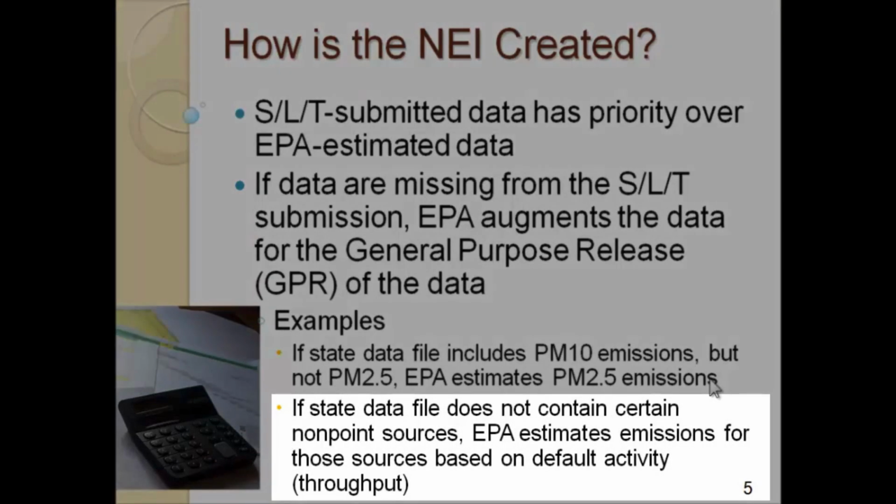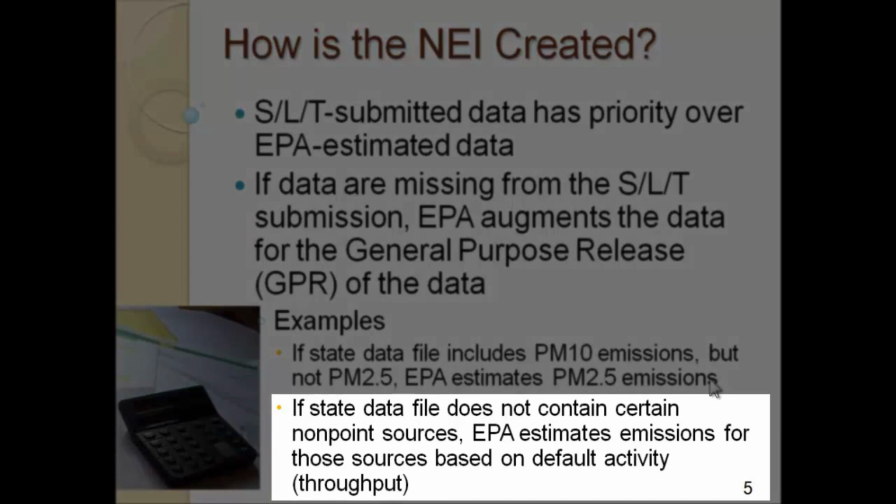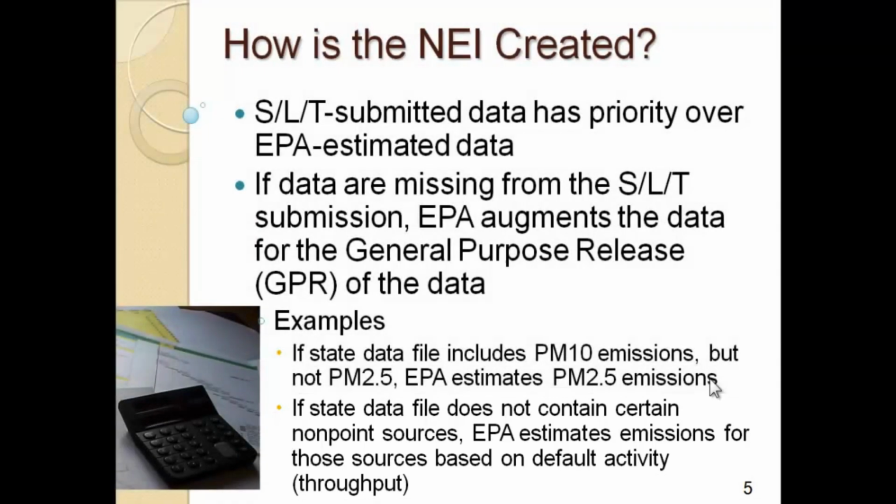Another example is that if a state data file does not contain certain non-point sources, for example, residential heating emissions, EPA estimates those emissions based on default activity data, like perhaps they get from a federal website, and adds those emissions to the NEI GPR data.